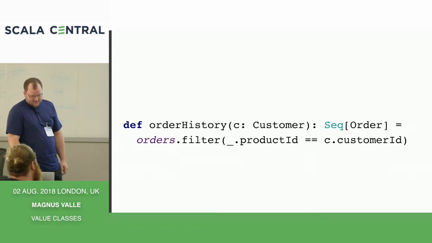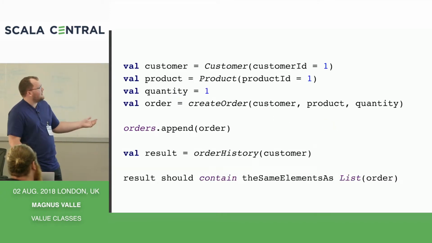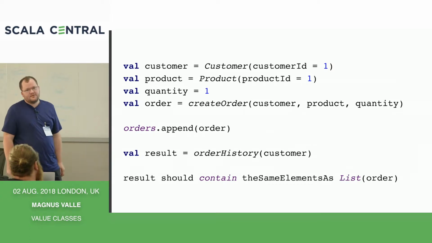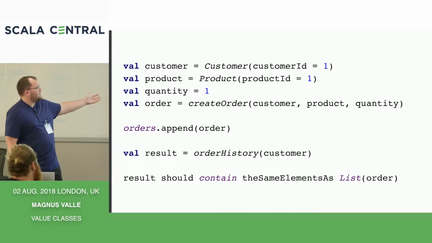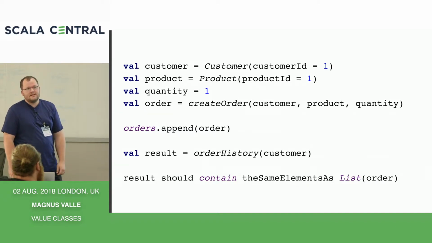And even worse, you can have a test like this, because when you're just writing a test, you don't really care about the actual values of the identifiers. And then you can have a test that passes even though there are at least two bugs in the code.